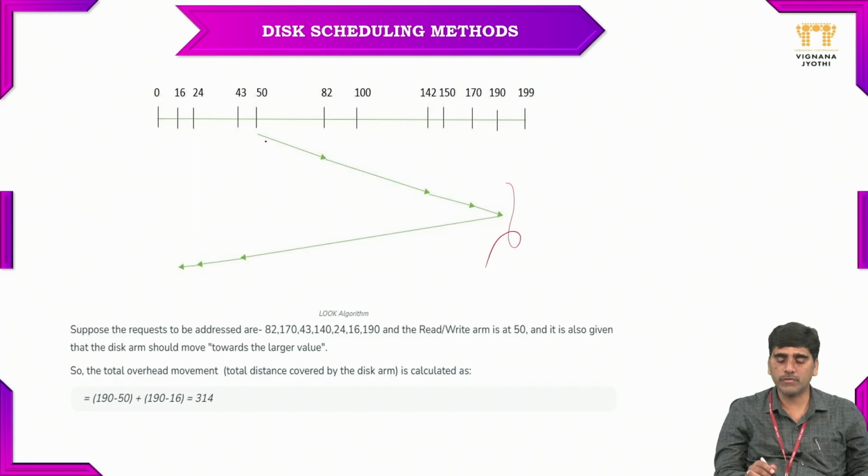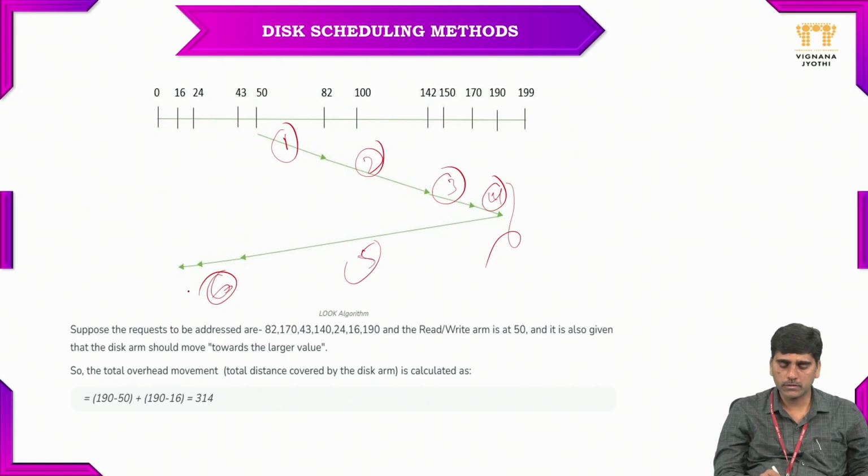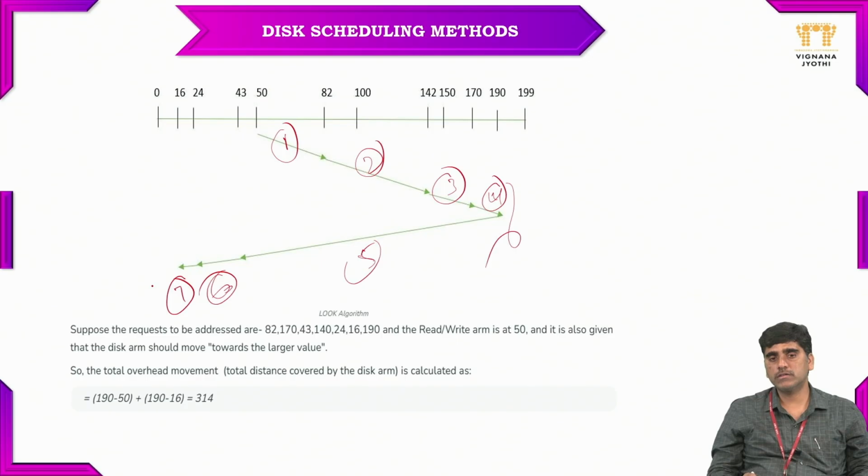So it starts from 50. The first step is 50 to 82, and the second step is 82 to 140. The third step is 140 to 170, and the fourth step is 170 to 190. The fifth step is 190 to 43, because it takes the reverse direction from here. Then next 43 to 24, the sixth step, and then 24 to 16, the seventh step.